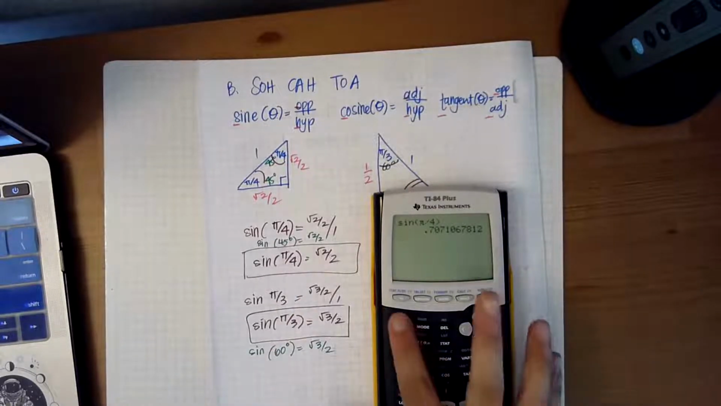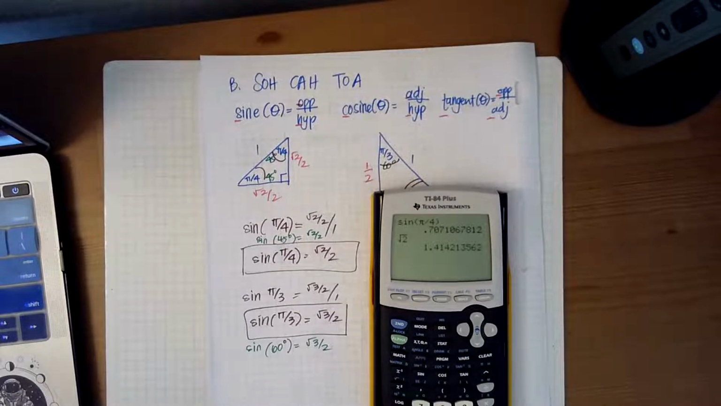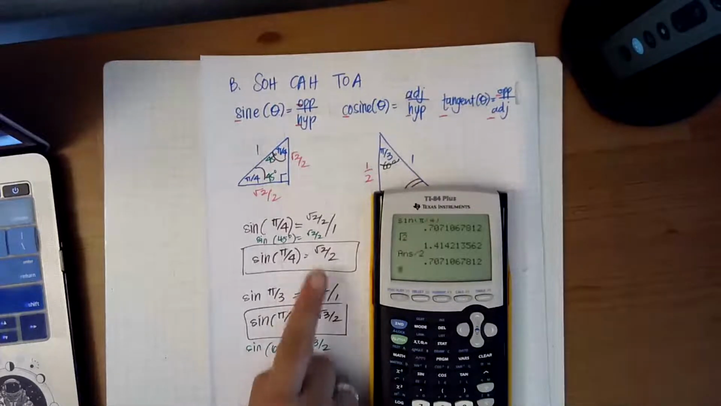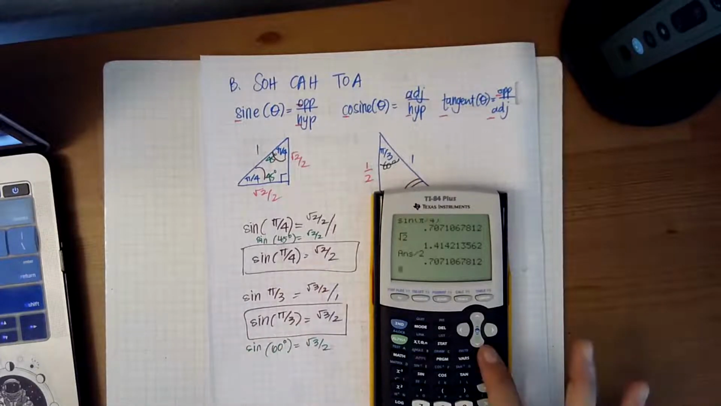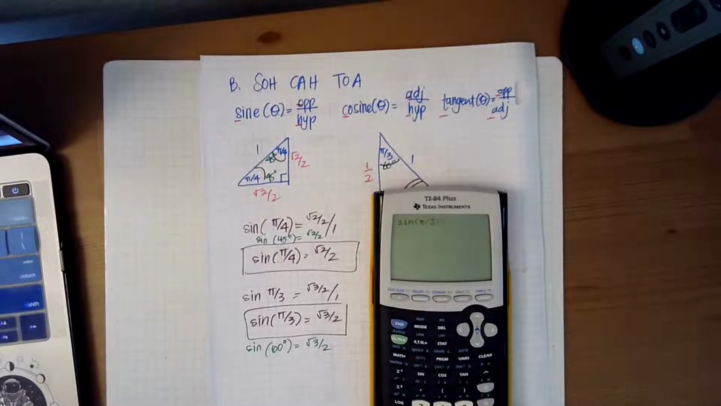So I'm going to go radical 2, and then I'm going to divide that by 2. Did I get the 0.707? Bam, it's true. Let's see this one now, pi over 3. So I'm going to go sine pi divided by 3. It's going to give me 0.866 something. Well, let's see if that's that number right there.